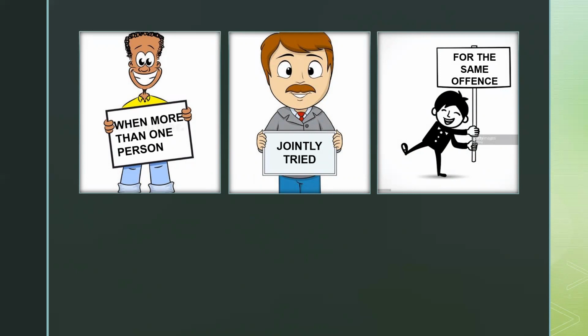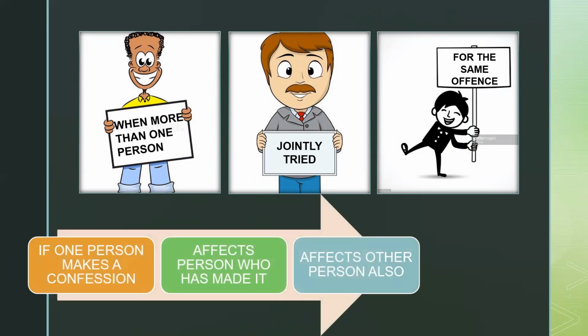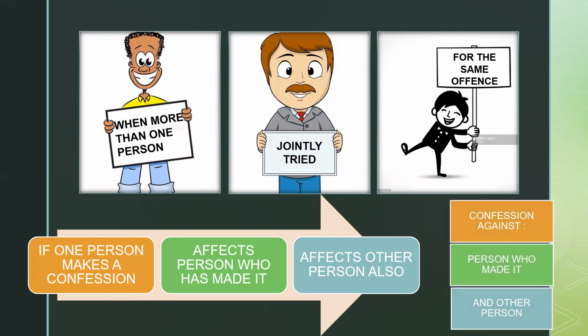for the same offense. And if one of such persons makes a confession which affects himself and also the other person who is being jointly tried with him, then the court may take into consideration such confession as against the person who has made it and as well as the other person.